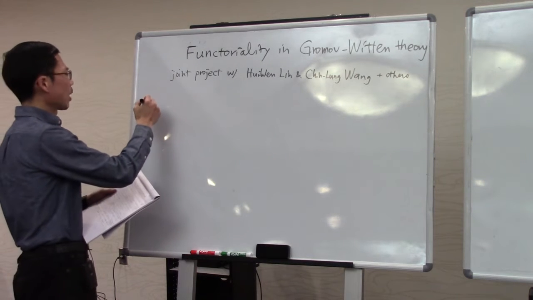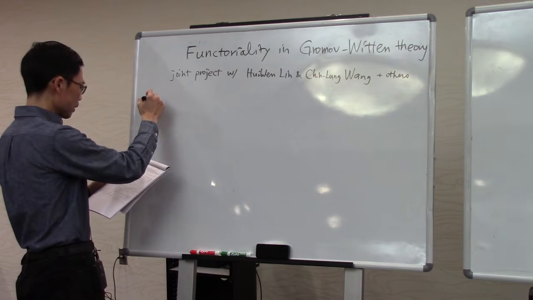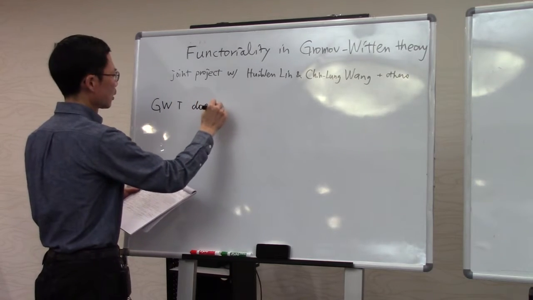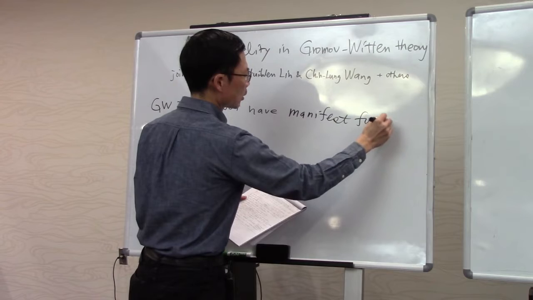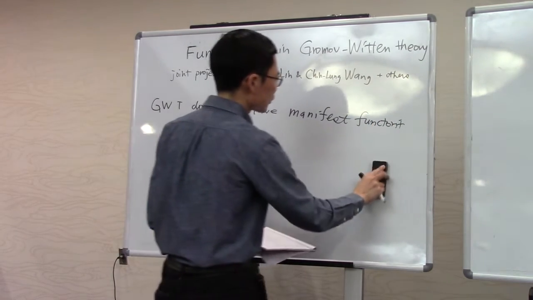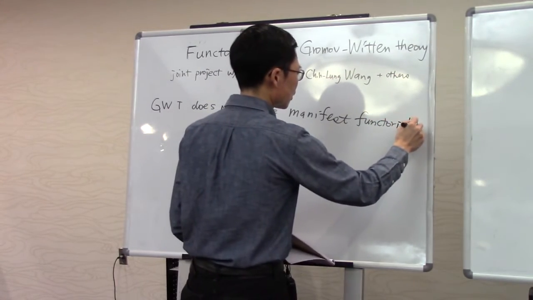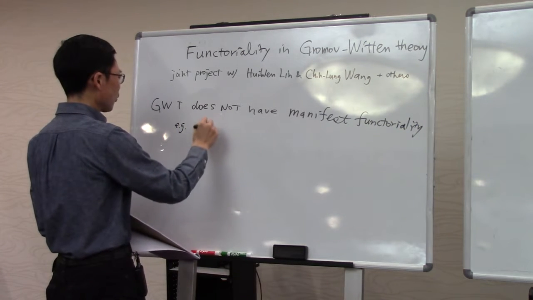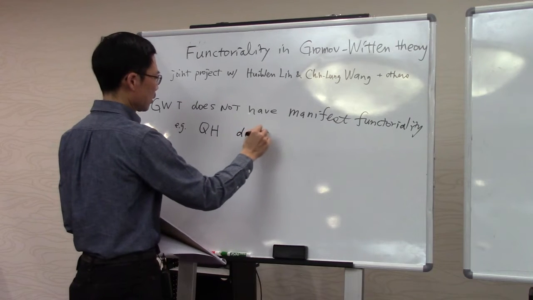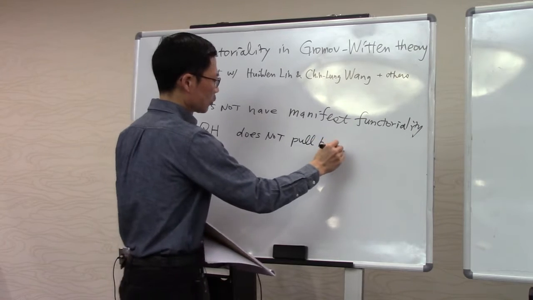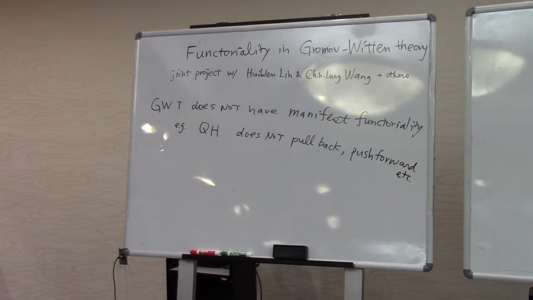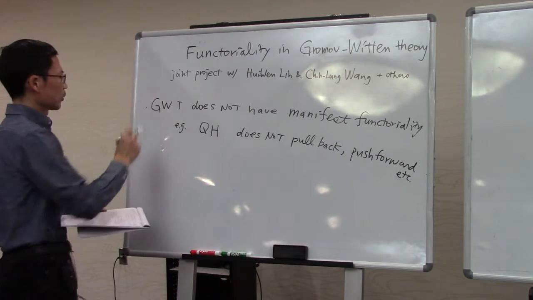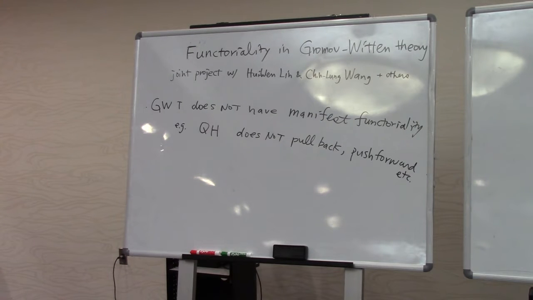So the main problem with Gromov-Witten theory about functoriality is that Gromov-Witten theory does not have any manifest functoriality. So, for example, the quantum cohomology does not pull back or push forward, etc. So that's the main problem, and therefore a lot of things we would like to have, we don't have, and so we have to find another way to address this issue.